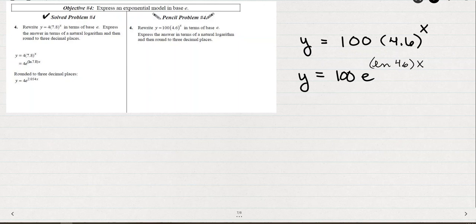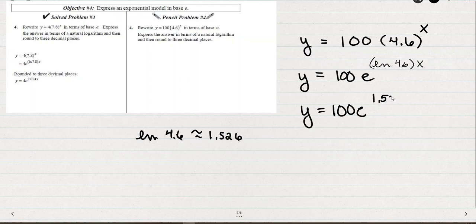When I then use my calculator to find the natural log of 4.6, I'd get y equals 100 e to the, I'm going to round it to 3 decimal places. Natural log of 4.6 is approximately 1.526. Are you getting that on your calculator also? So y equals 100 e to the 1.526x. And that's all that they're asking us to do here, to rewrite this in terms of e. That's all that we'd have to do.